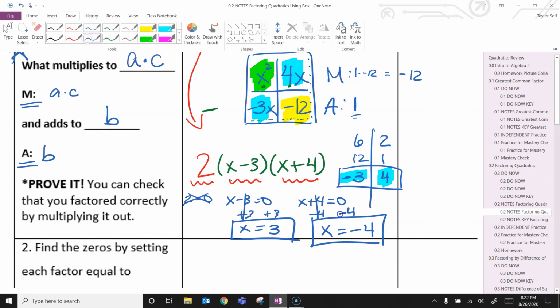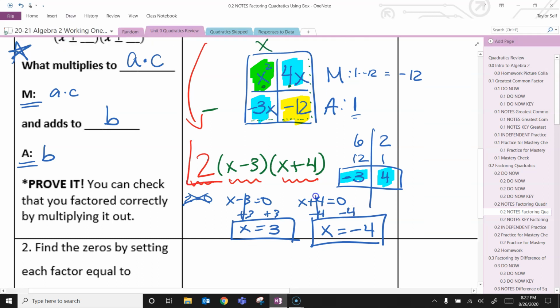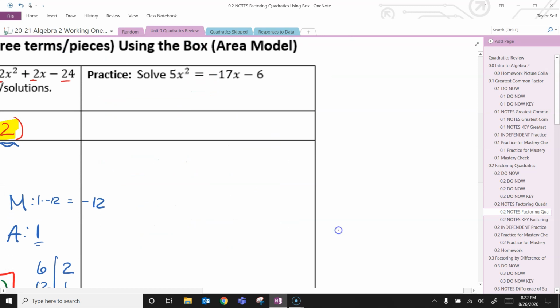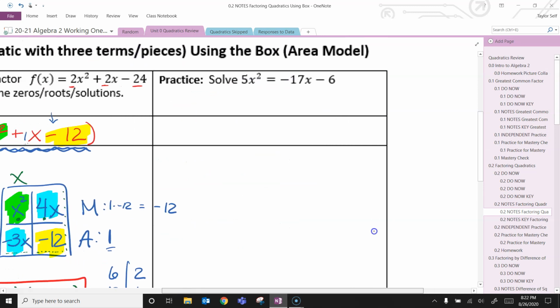So you need to know how to find the factors. You need to know how to get here. And you also need to know how to find the solutions. All right. We're going to do another problem. I want you to try this one on your own. But first, what looks different about this one?